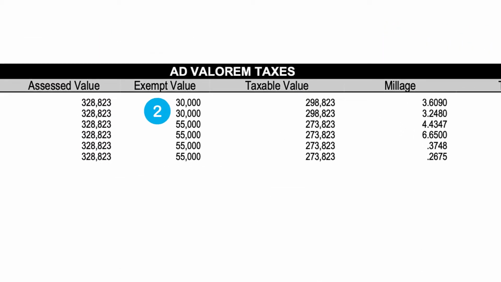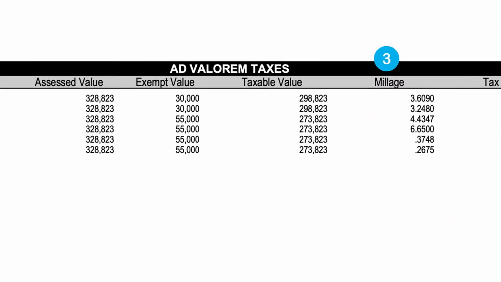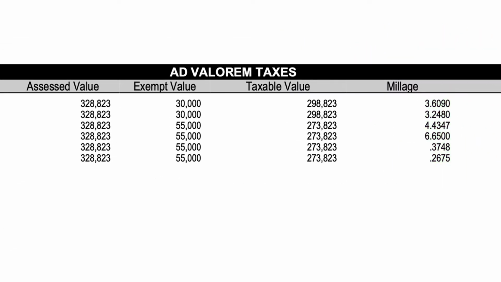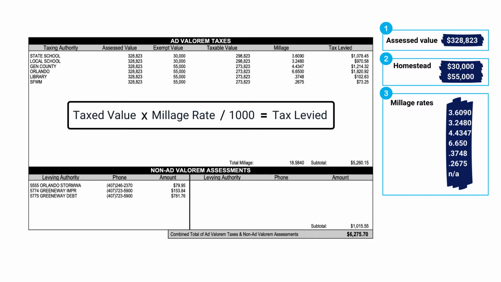Next, you've got the two parts of your homestead exemption. In my case, I have the standard $50,000 exemption with the additional $5,000 exemption, broken down into school and non-school categories. Then finally, your millage rates. And just in case you wanted to know, here's the formula used to calculate what you have to pay.